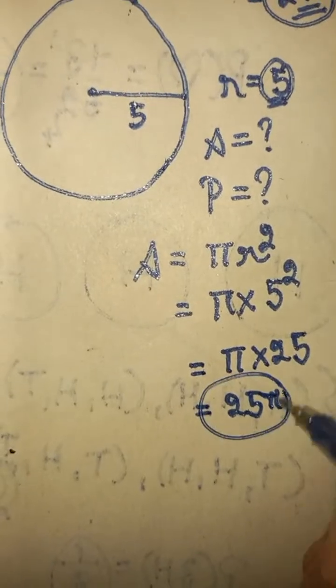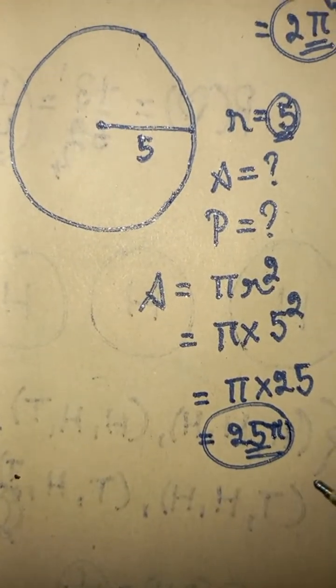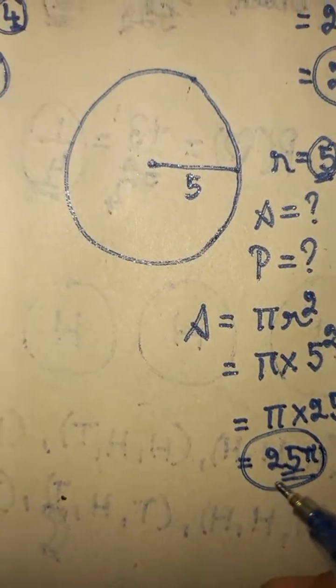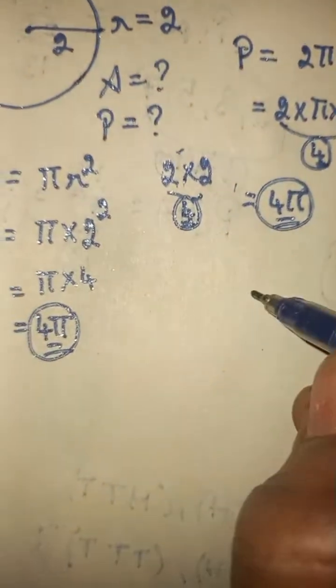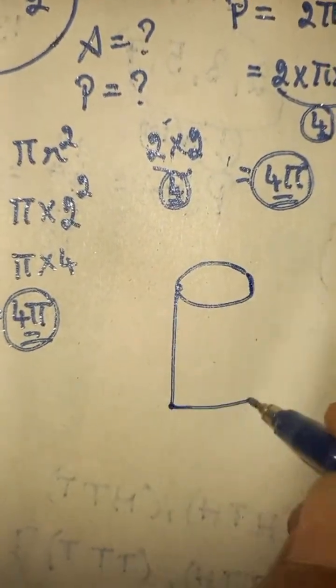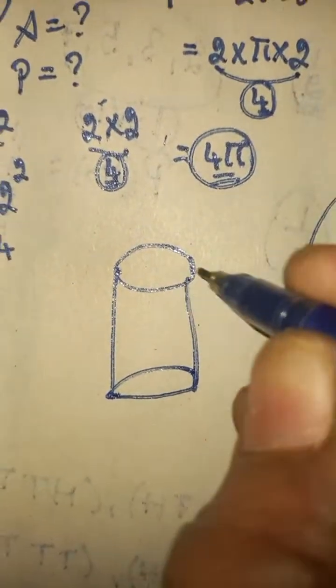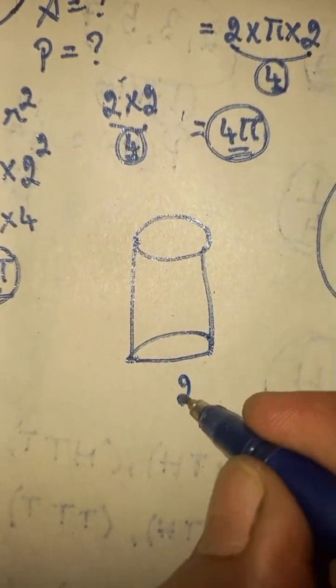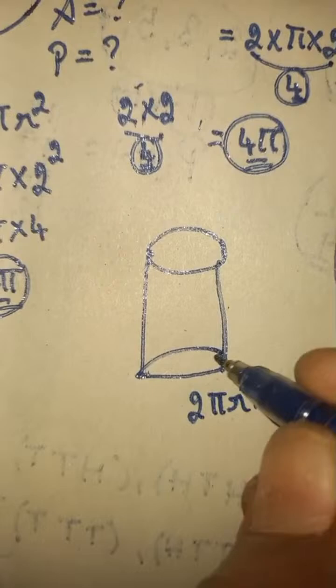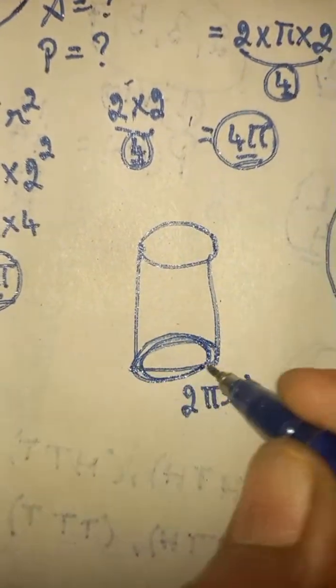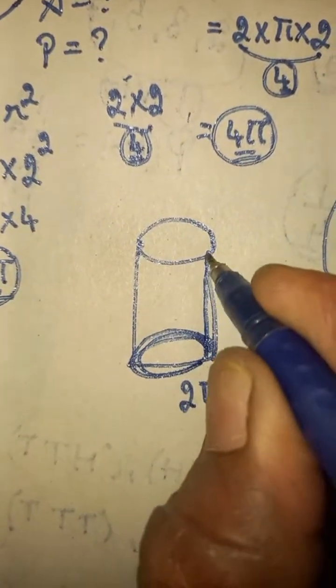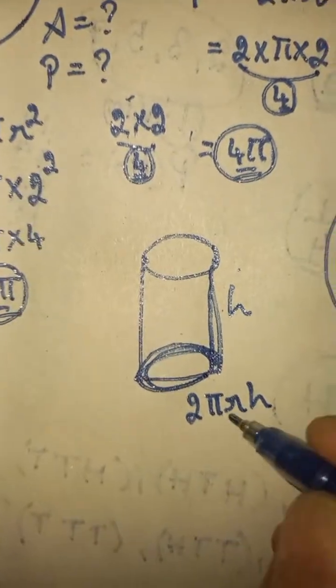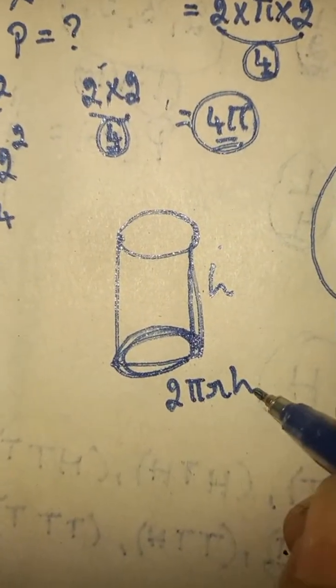This one he's asking, Vishal Kumar, what is the total surface area of a hollow cylinder? If you take a hollow cylinder, you can take it like this. The outer surface area of a hollow cylinder is 2 pi rh. 2 pi r is the circumference of the circle times the height, which becomes 2 pi r times h, 2 pi rh.